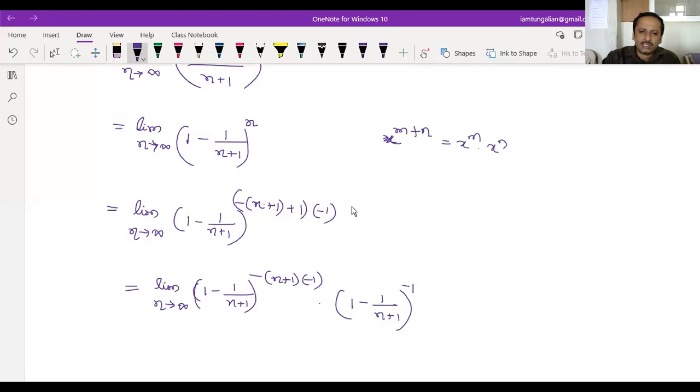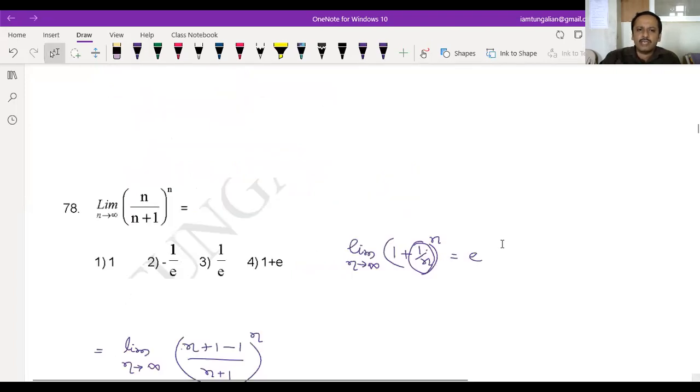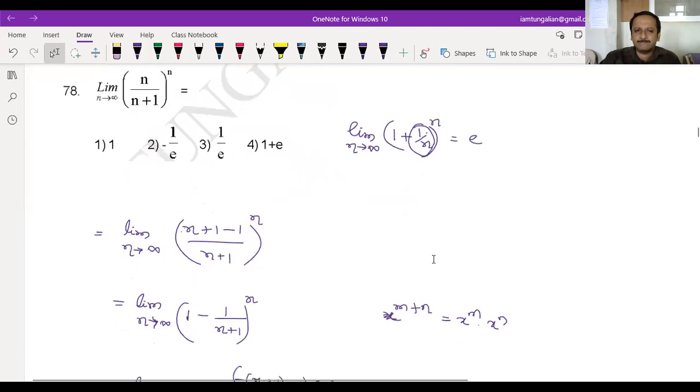Now as n tends to infinity, limit n tends to infinity, (1 minus 1 by n plus 1) whole power minus of n plus 1, this much will become e. Then you have the power as minus 1 there. So you get e to the power minus 1 into, as n tends to infinity, this 1 by n plus 1 will become 0. So then you have 1 minus 0 to the power minus 1. 1 minus 0 is 1, and 1 to the power minus 1 is 1 only. So the answer is e to the power minus 1, or you can also say 1 by e, which is the third option.